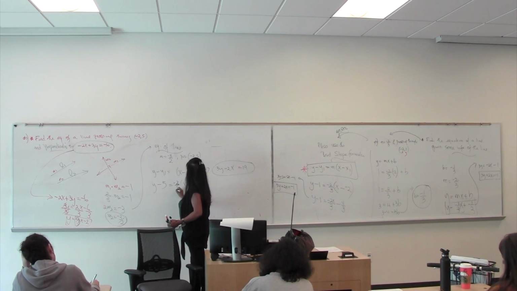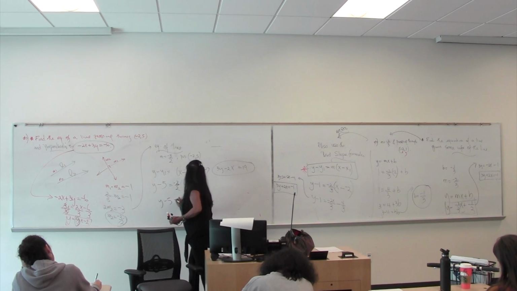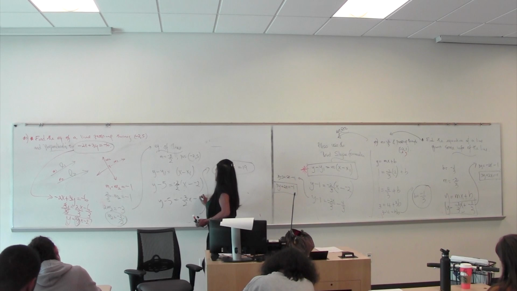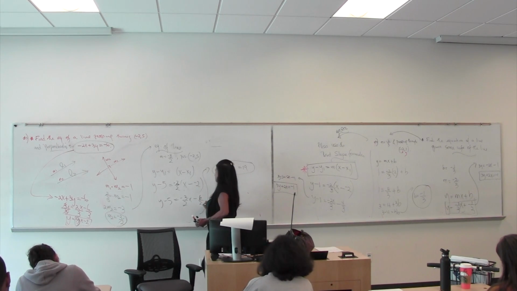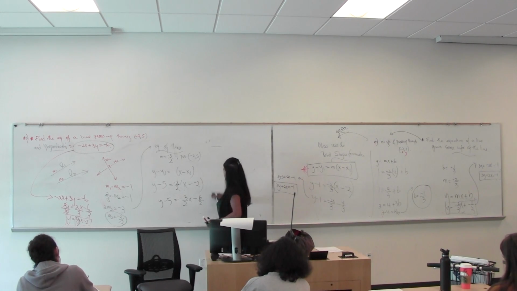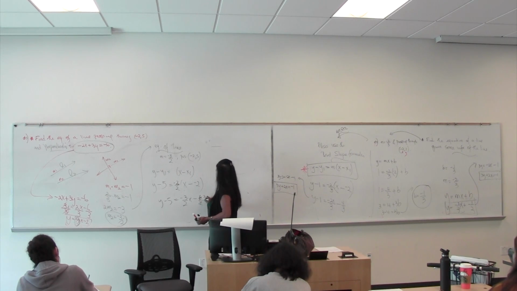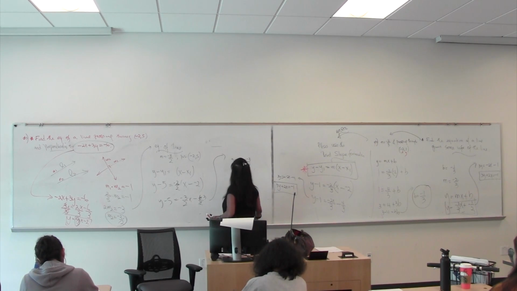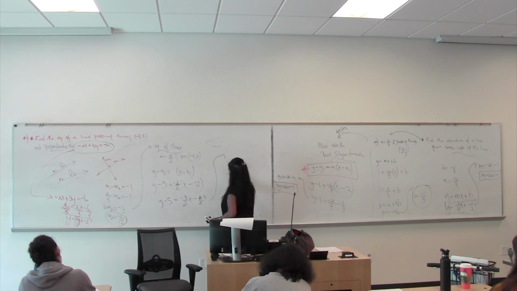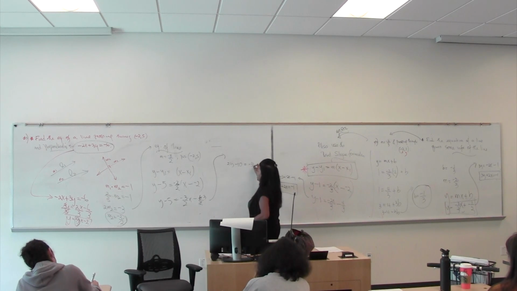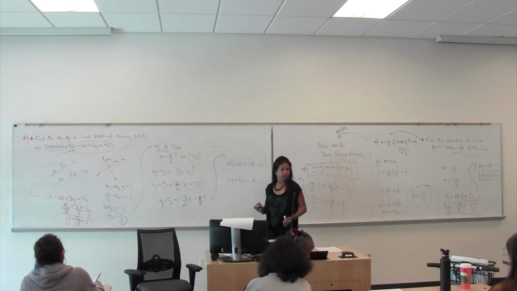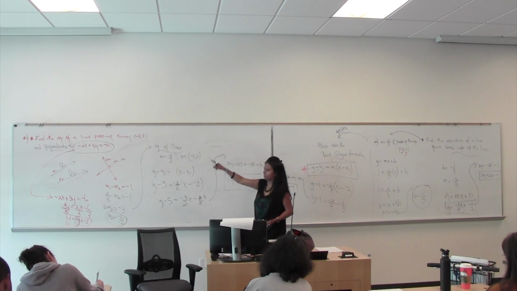So y minus 5 is equal to negative 3/2 x, plus negative 3/2 times 2, which is negative 3. Multiply everything by 2: 2y minus 10 is equal to negative 3x minus 6. So 2y plus 3x is equal to 4. Are we good? That's the equation of the line we need to find.